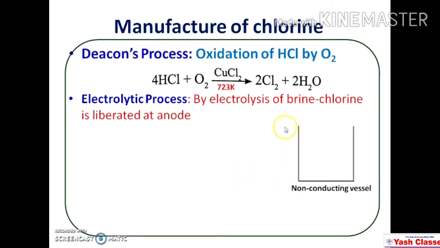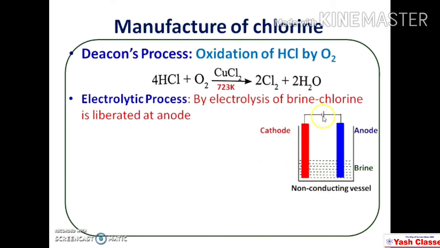For example, in this electrolytic process, one non-conducting vessel is taken. In that non-conducting vessel, brine solution is filled. Brine solution means aqueous sodium chloride. Now 2 electrodes are dipped in this brine solution. These 2 electrodes are connected by means of DC source. The electrode which is connected to positive terminal acts as anode, and which is connected to negative terminal acts as cathode. And as soon as electric current is passed, there is a evolution of chlorine at anode and there is a formation of NaOH at cathode.